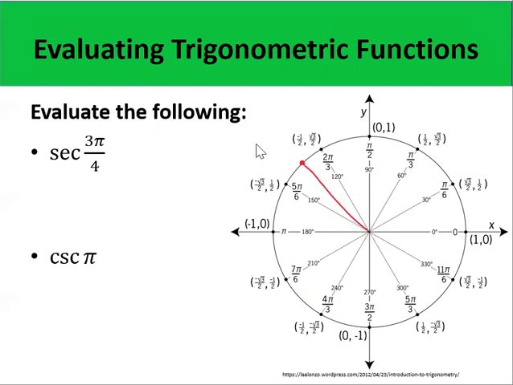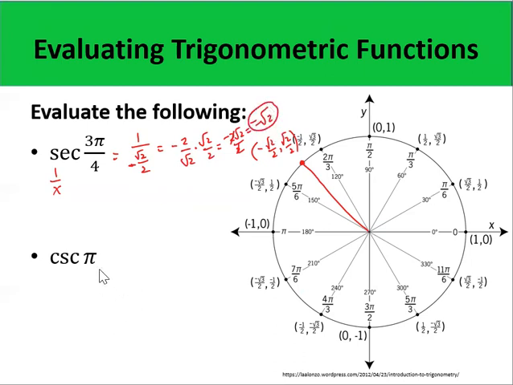And its terminal point is negative square root of 2 over 2, comma, positive square root of 2 over 2. Now, secant is 1 over x by definition. So it's going to be 1 over negative square root of 2 over 2. So that will be negative 2 over square root of 2. And then if we rationalize, this will be negative 2 square root of 2 over 2. So the 2 will cancel out. So the value here is just negative square root of 2.